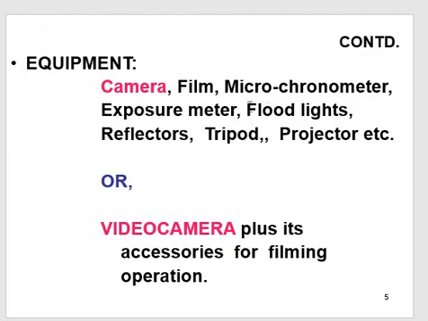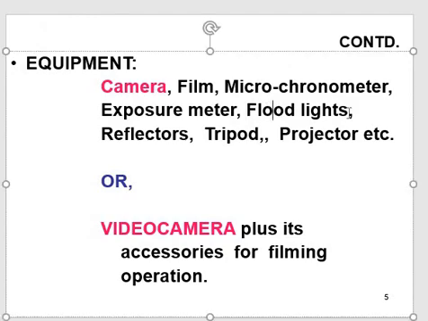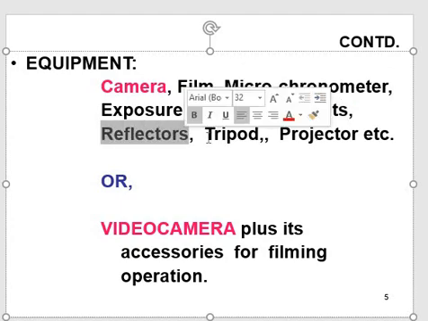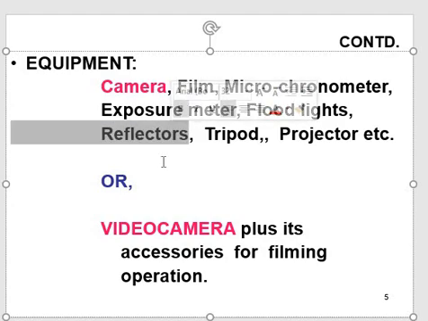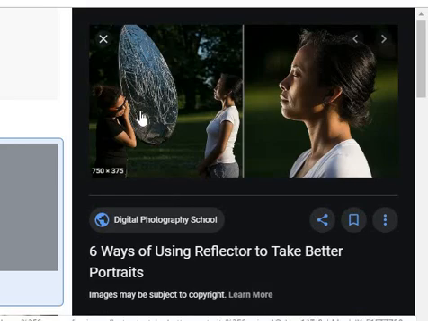Next, we have floodlights. These floodlights are synonymous with spotlights. Those that are so bright, that are used for emphasis of a subject. Then reflectors. Reflectors are those that come in a conical fixture that you see in film, right? So they reflect. There you have it, the reflectors in photography.